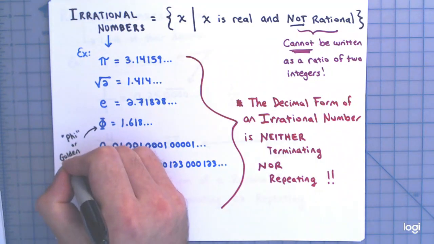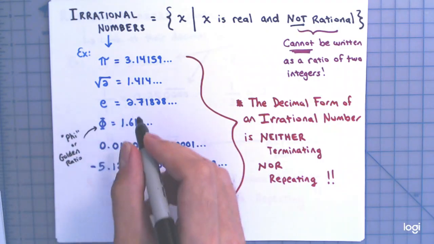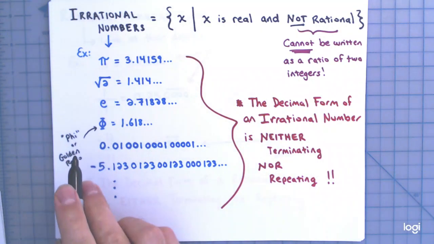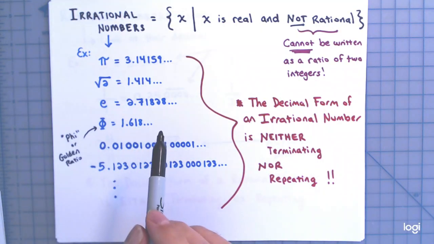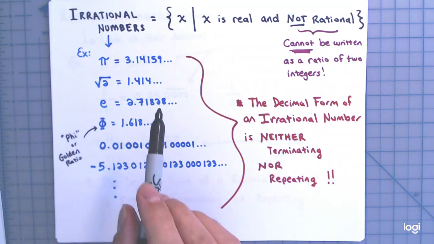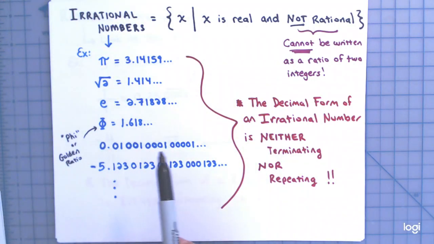And I'm not going to get into why that is right now, but just know that that symbol is used for these things. And it is an irrational number as well, so it belongs to this set. But then you can make up all sorts of irrational numbers, right?